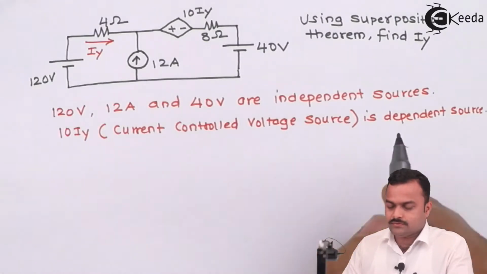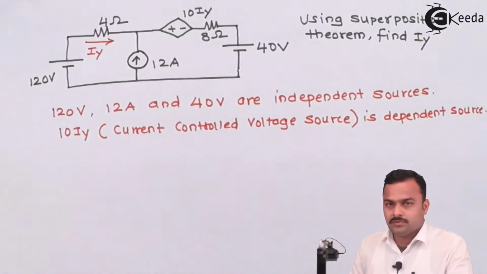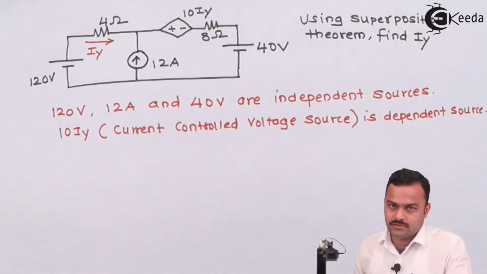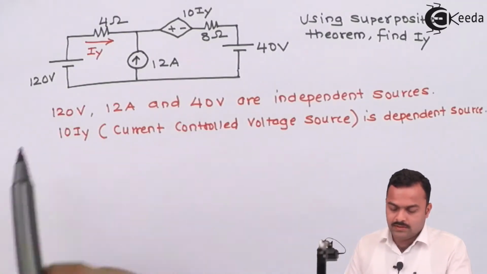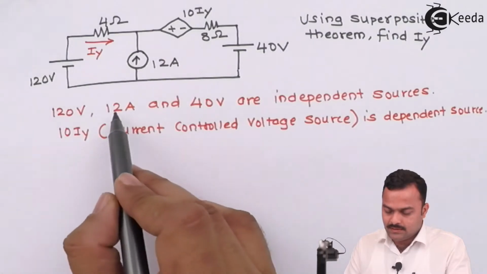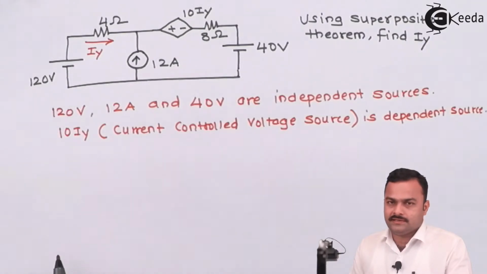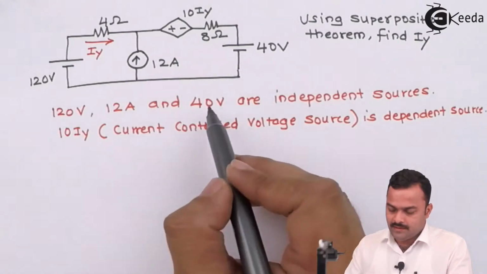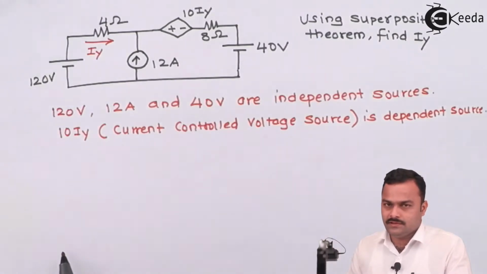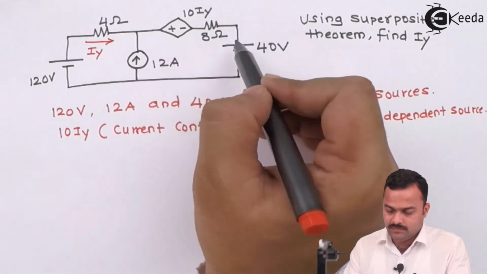So we have just listed out the sources present, and what we have to do in a superposition theorem is consider one independent source at a time, replacing other independent sources by their internal resistances without changing the effect of dependent source. So let's consider 120 volt acting alone. While considering that, 12 ampere being a current source, I will open circuit it. As we know, internal resistance of a current source is infinite, and 40 volt being a voltage source, we will replace it with a short circuit. As we know, an ideal voltage source has internal resistance 0. So this will be open and this will be shorted.